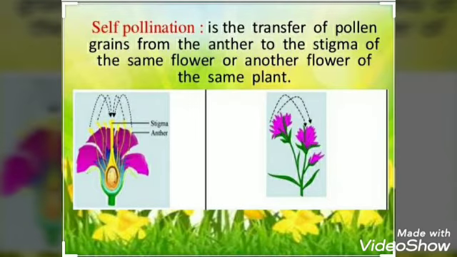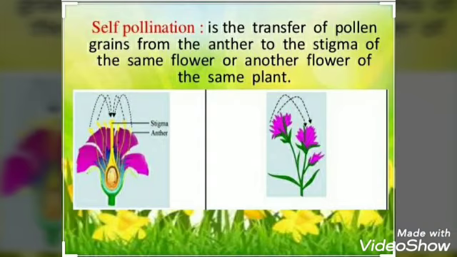When the pollen grains from the anther of a flower are transferred to the stigma of the same flower or another flower of the same plant, it is called self-pollination. Let us see some of its advantages.